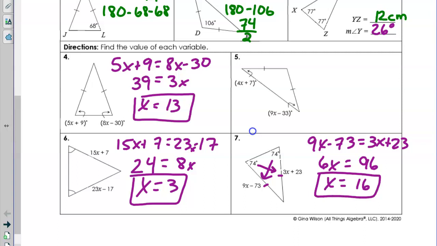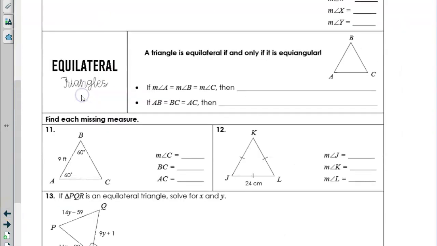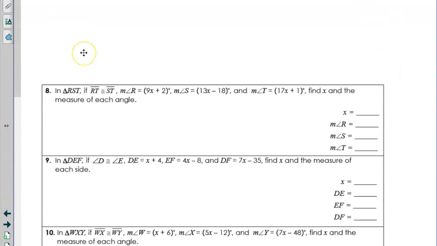Alright, let's go on to the next page. Now we're going to have to draw the images, I believe. Alright, number 8 says, in triangle RST, if segment RT is congruent to segment ST, the measure of angle R is 9x plus 2, the measure of angle S is 13x minus 18, and the measure of angle T is 17x plus 1. So you need to find x and the measure of each angle.